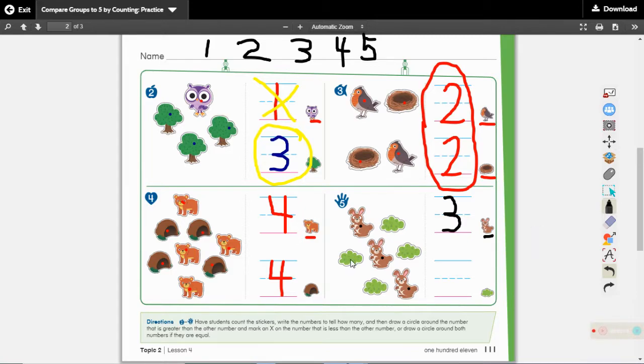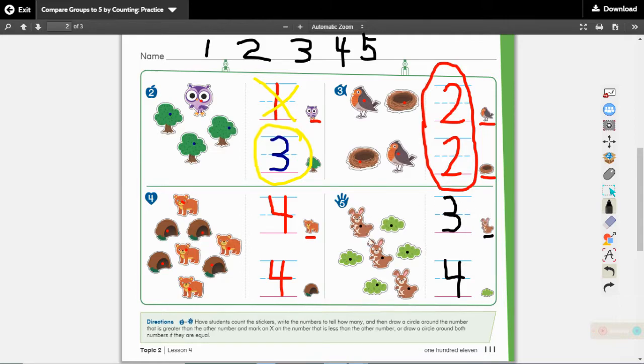Now let's look over here at the hedges. 1, 2, 3, 4. There are 4 hedges. Let's write that. Ready? Short line down, short line across, big line from the ceiling to the floor. That is how we write a 4.